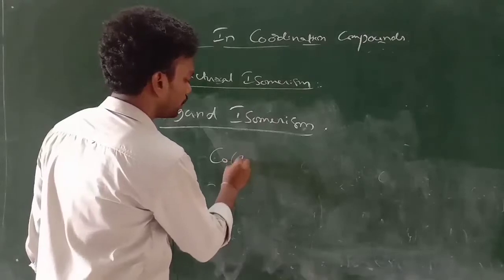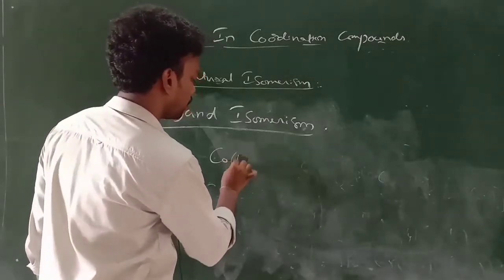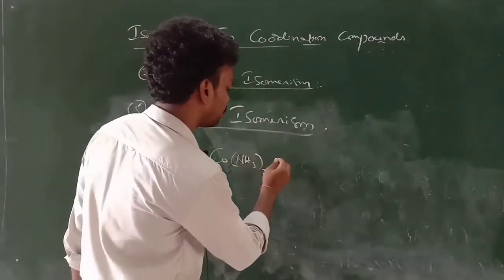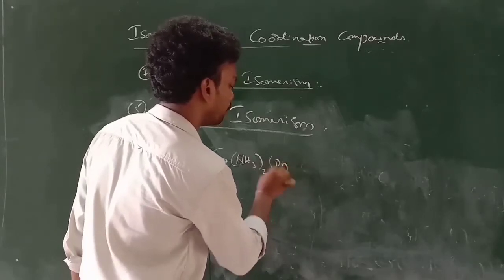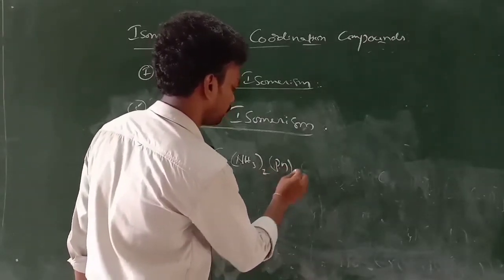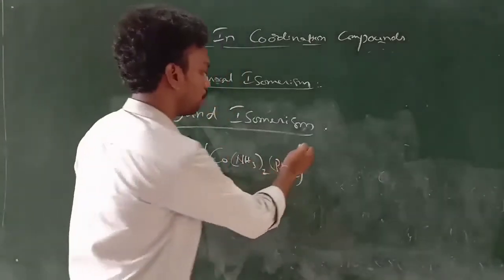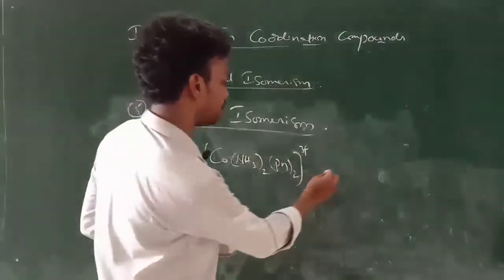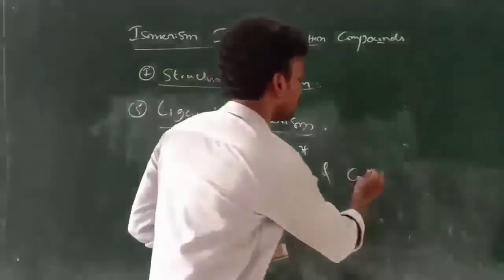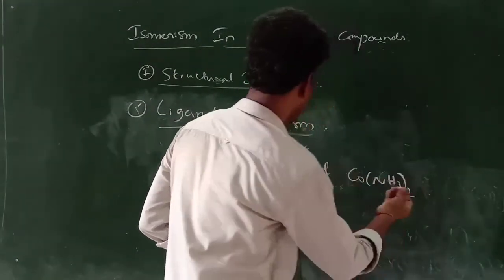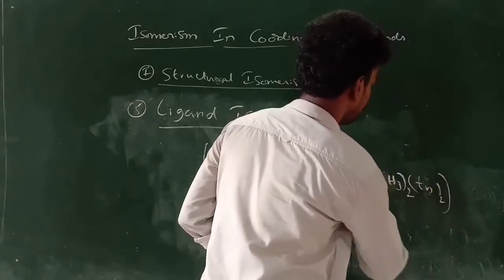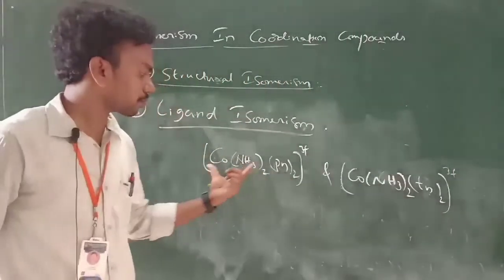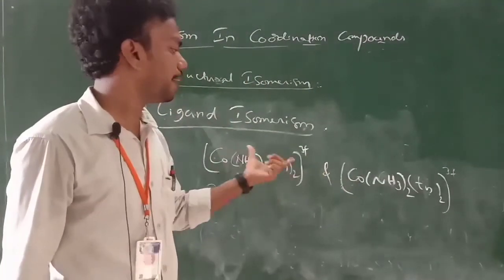[Co(NH3)2(pn)2]3+, so here it is overall 3 plus, right? [Co(NH3)2(pn)2]3+ and [Co(NH3)2(tn)2]3+, so these two are also 3 plus. So these two complexes are ligand isomers.